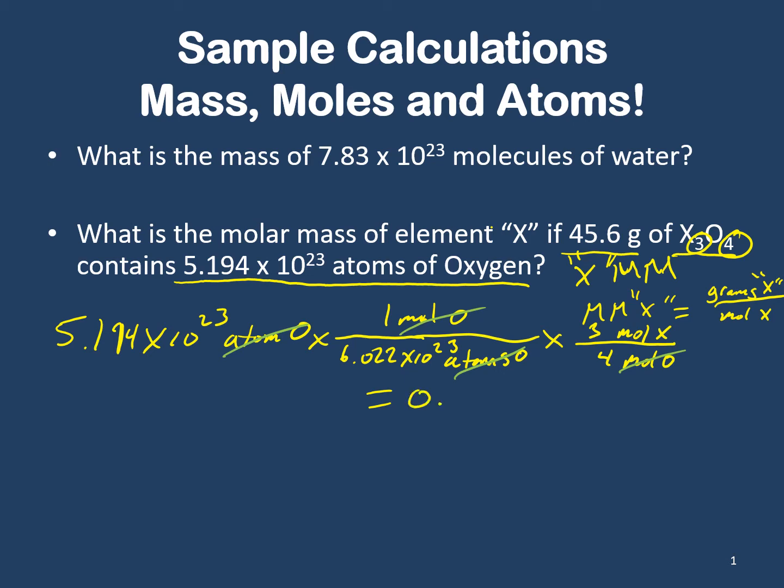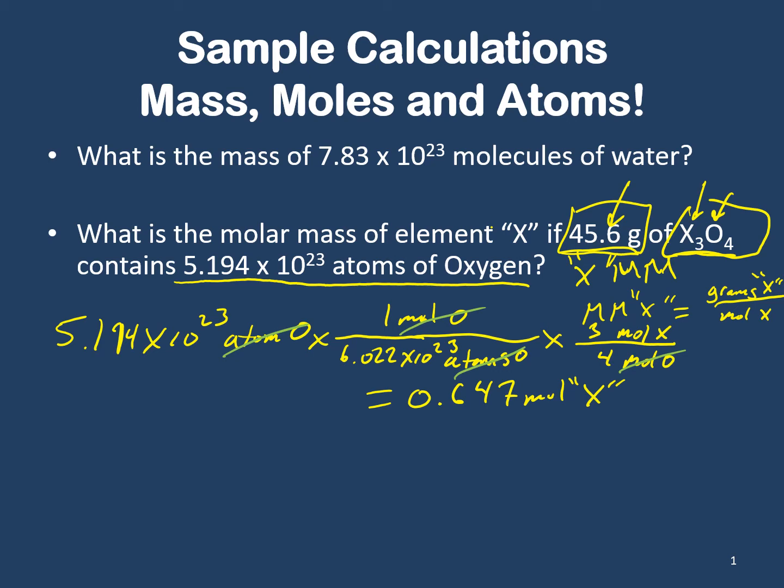I get that there's 0.647 moles of X in this mass of 45.6 grams. Now the problem is I need grams of X, but I don't have it. I have grams of the compound, not of X individually. So I need to find a way to get just grams of X. If I had grams of oxygen, I know the mass of oxygen plus the mass of X have to add up to 45.6 grams because of the law of conservation of mass. So I need to figure out how many grams of oxygen there are in this compound.